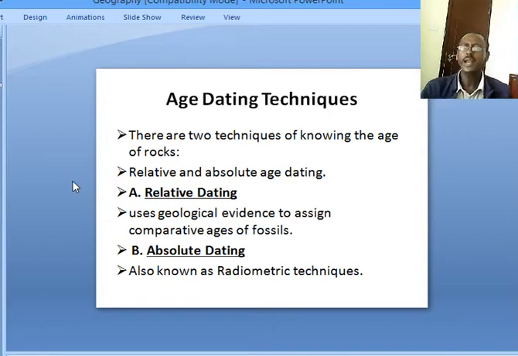Now, when we give age dating techniques, there are two techniques of knowing the age of rocks: relative and absolute age dating. Relative dating means we use geological evidence to assign comparative ages of fossils. Different fossils were seen at different times. So by assigning comparative ages of fossils, we give dating of ages. The second one is absolute dating, also known as radiometric techniques. By using radiometric techniques, we give dating.